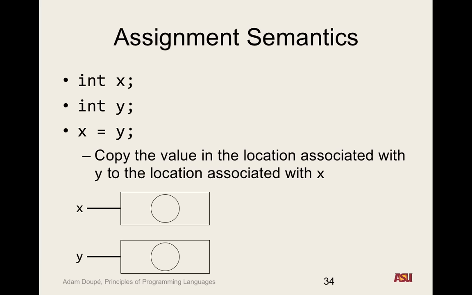Is that called box and circle? Yeah, box and circle. I forget which one comes first. I guess B comes before C. So we have our box and circle diagram for x, our box and circle diagram for y.